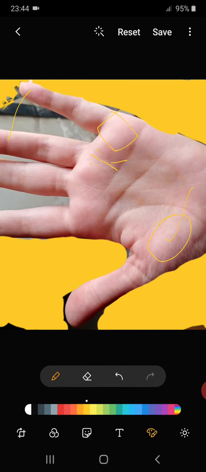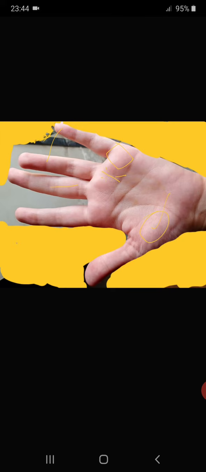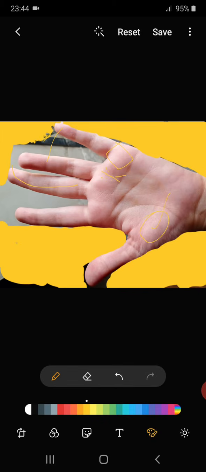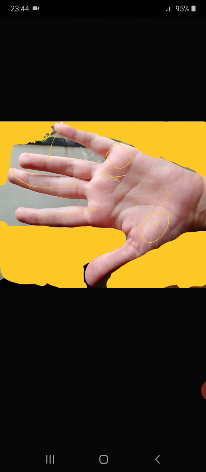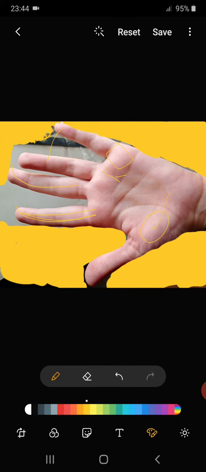Very good formation. The Saturn finger is slightly tilted towards the sun mount, so it starts to grab the qualities from here and there, right? It's fine. This is also a little bit tilted, which shows that the person has got ego problems. He needs to be pampered. He needs to be propped up every now and then, otherwise things would be difficult, right?